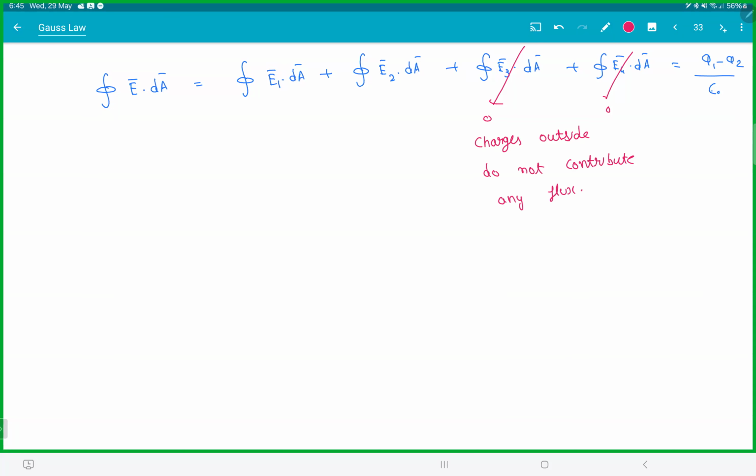You're getting it? If you take only Q1, Q2, your answer would still have been right. You basically just added zeros there. So this is the reason why the flux is only coming due to the enclosed charges, because E3 and E4 are creating zero flux on the surface. So this E can be E1 plus E2 plus E3 plus E4, or you could have taken E only due to E1, E2, it would have still worked out. Clear?